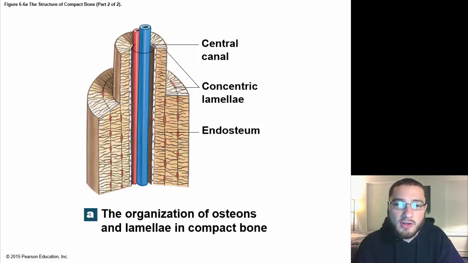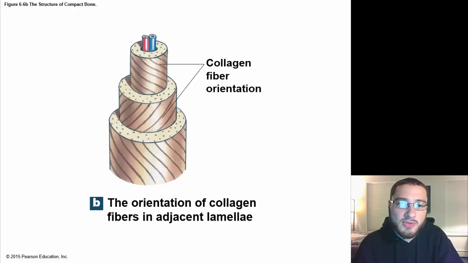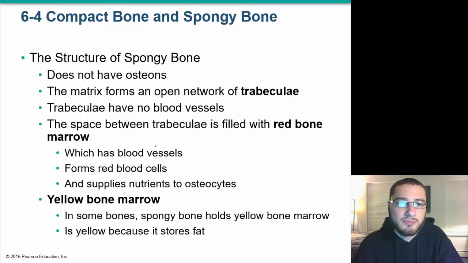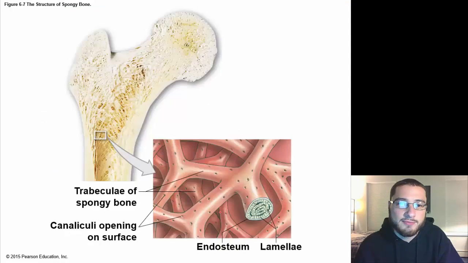Within that, you have an inner lining, which is the endosteum. You have collagen fibers oriented to help strengthen that tissue. Spongy bone does not have osteons. It has these trabeculae. No blood vessels within there, and the space between the trabeculae is filled with red bone marrow, which has blood vessels, and it forms red blood cells. That's very important. Yellow bone marrow is in some bones. Spongy bone holds the yellow bone marrow, and yellow bone marrow helps to store fat or lipids.